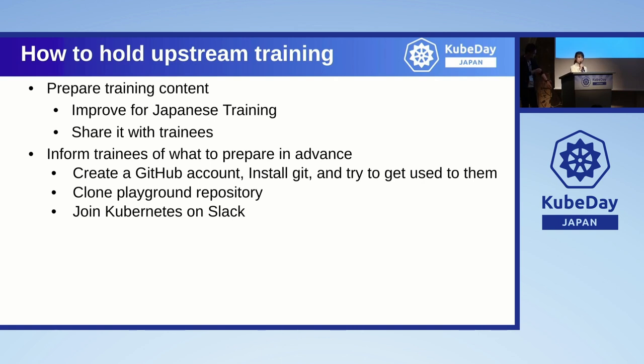We have some improvements and updates in our contents right now, and we are going to share them in the later slides. Lastly, inform trainees about the homework. The trainees also have some homework to do. For example, they need to create a GitHub account and install Git on their laptop, try to get used to it if they have the time, clone the playground repository I just mentioned, and join the official Kubernetes Slack.